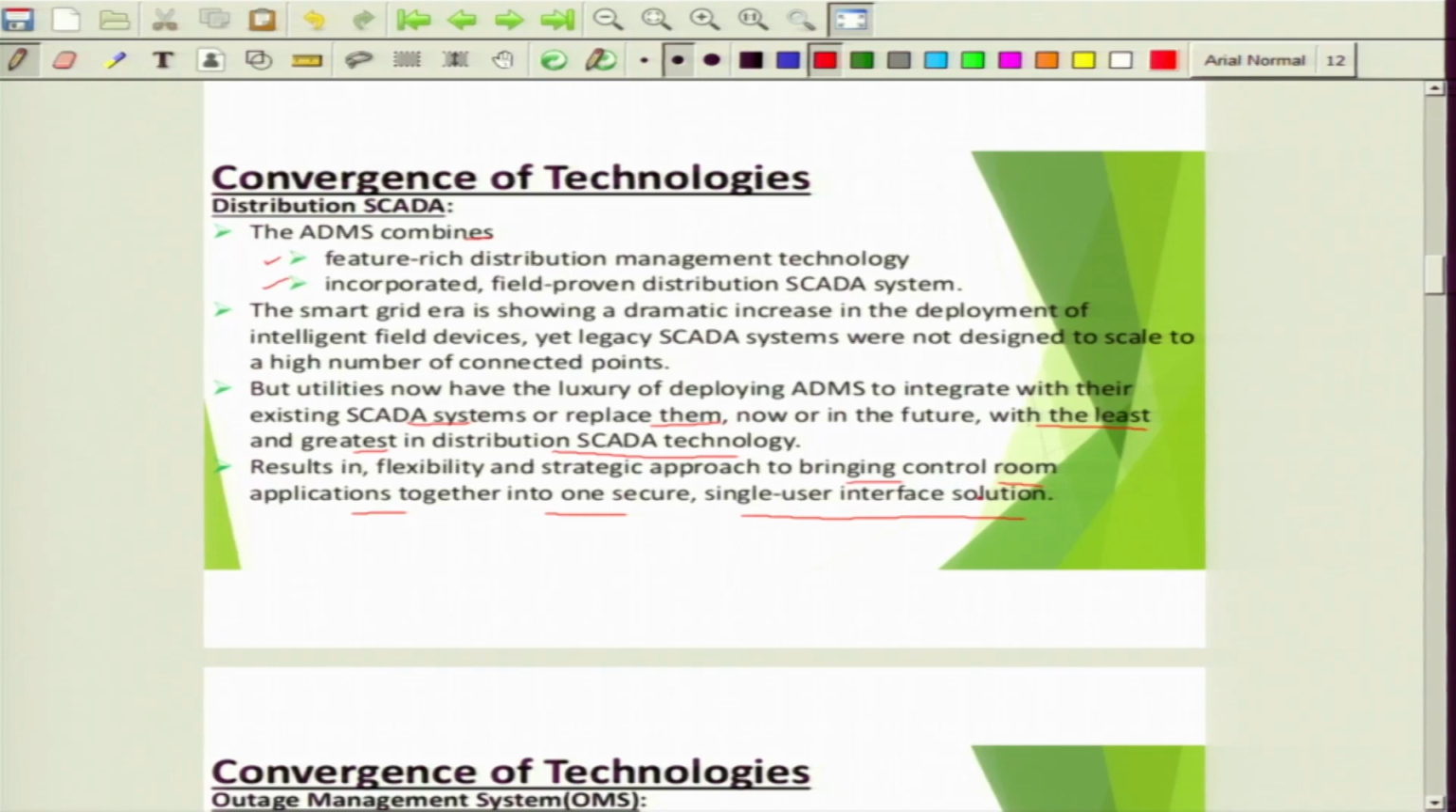So, there are SCADAs and latest intelligent field devices like PMUs that have been placed. So, utilities will have the luxury of taking an appropriate decision with ADMS in place, because ADMS gives more flexibility from the utility perspective to take an appropriate decision.